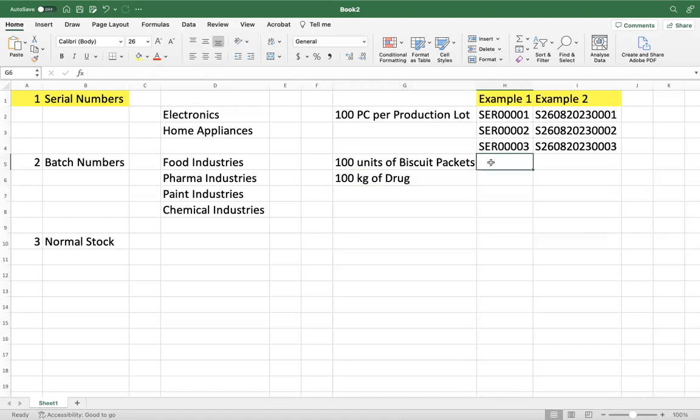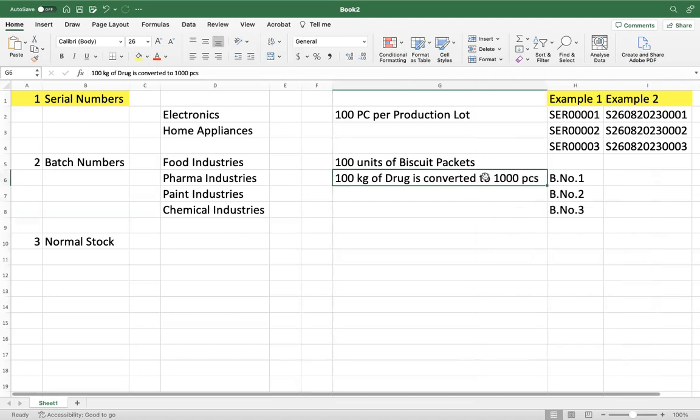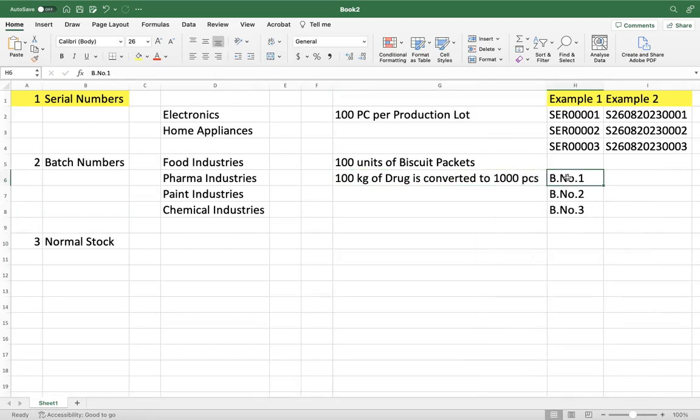All of these get a batch number: batch number one, batch number two, batch number three. So 100 kg of drug may be converted into maybe 1000 strips, the sachets where each one has a tablet. When they make these 1000 pieces, all of them will carry batch number one. The next slot will be batch number two, then batch number three.